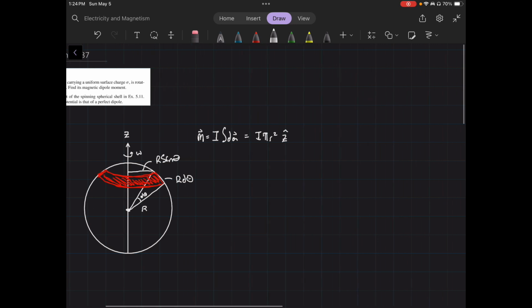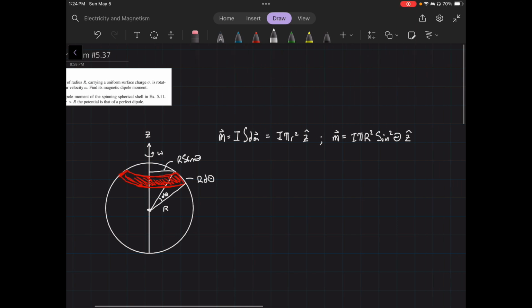So we can then rewrite this. m is equal to I pi r squared sine squared theta in the z hat direction. Okay, so the next step is going to be getting I in terms of theta.